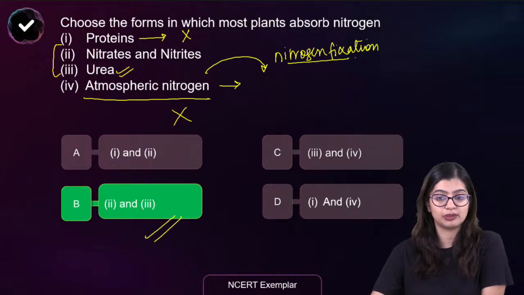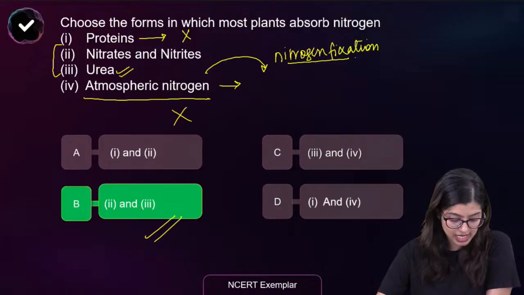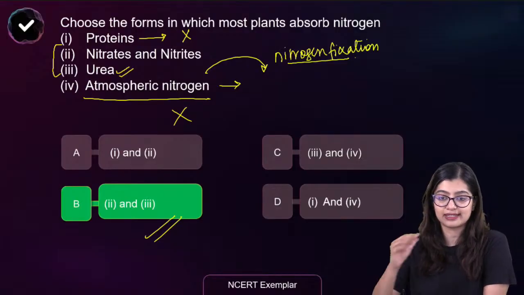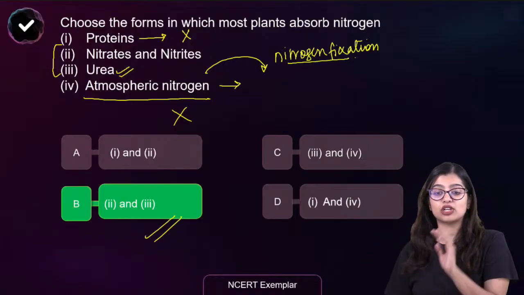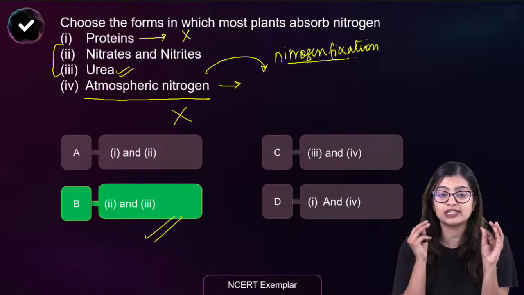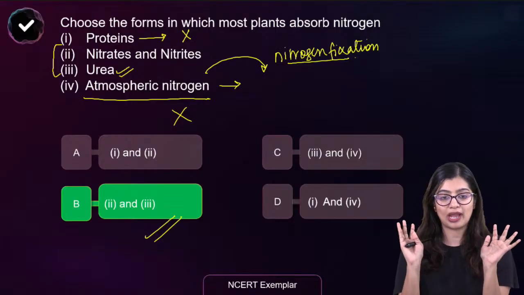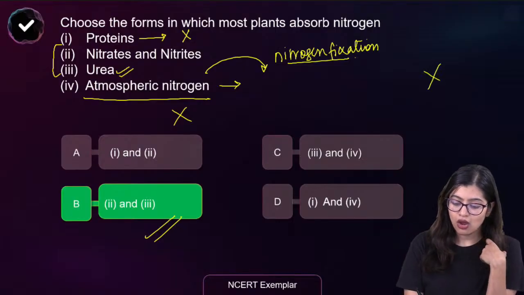Correct answer is option B. So those of you who told me, ma'am, proteins will be utilized directly, that is not the case. Why not 2 and 4? It is because atmospheric nitrogen cannot be used directly. That is why. Yes? Awesome.